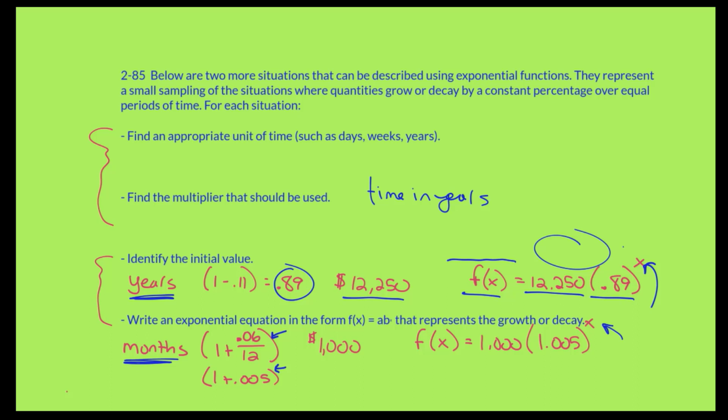If it was quarterly, we'd be doing 0.06 divided by 4. If it was annually, we wouldn't have to worry about it; it'd just be 0.06. But this is compounded monthly, so that does make a difference. Then it says the starting amount, which is $1,000. So let's put our equation together: f of x equals our starting amount, $1,000, times our multiplier, 1.005, to the x. And that is our final equation for 2-85.